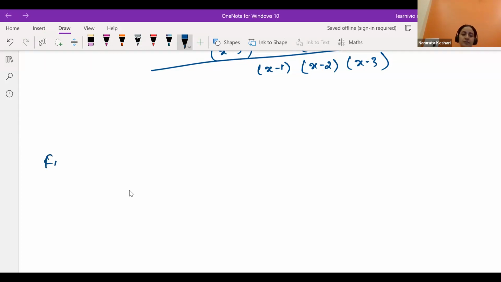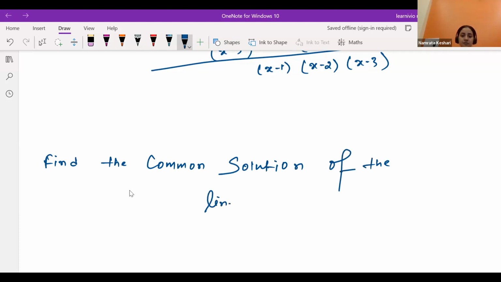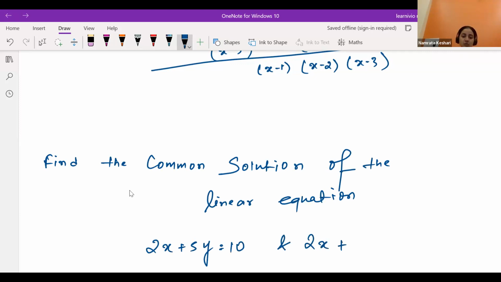Find the common solution of the linear equations x plus 5y is equal to 10 and 2x plus 3y is equal to 6.